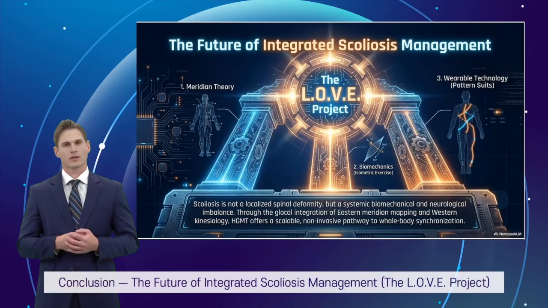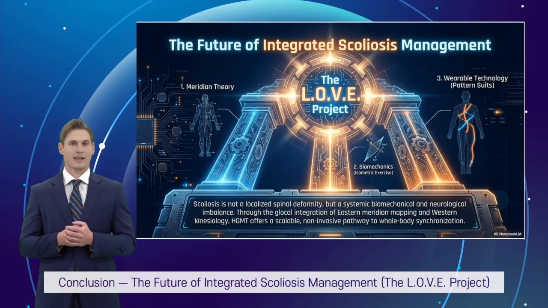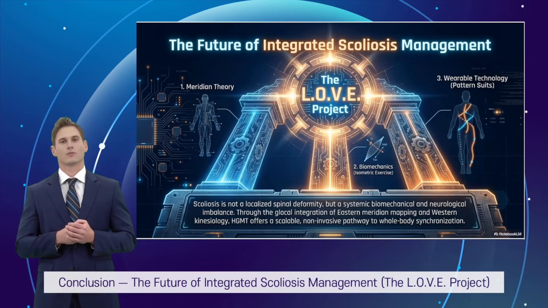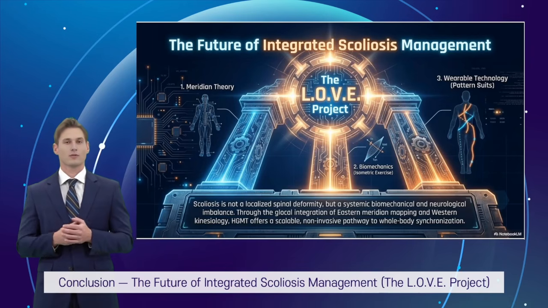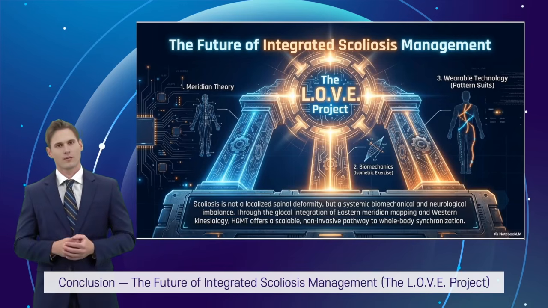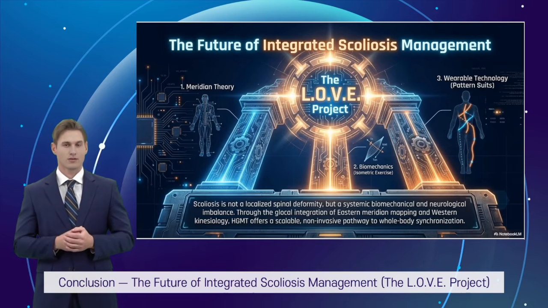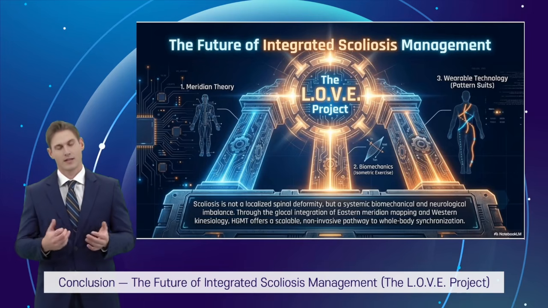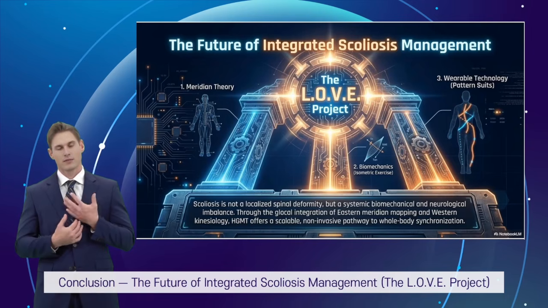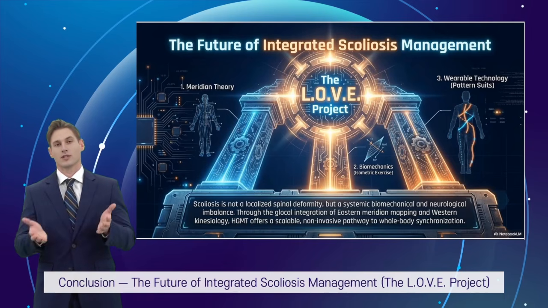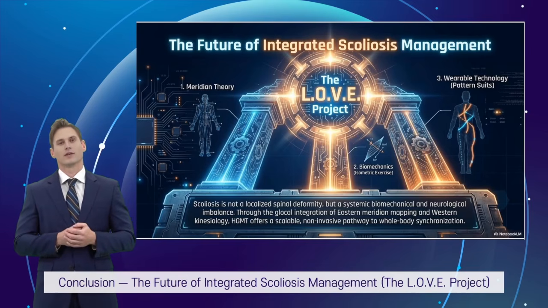In conclusion, scoliosis should be understood not as a localized spinal deformity, but as a systemic biomechanical and neurological imbalance affecting the whole body. By integrating Eastern meridian mapping with Western kinesiology through this Glocal perspective, HGMT offers a scalable, non-invasive path toward whole-body synchronization, resting on 3 pillars: meridian theory, isometric biomechanics, and wearable technology, such as the pattern suit. As Nobel laureate Roger Sperry observed, much of the stimulation reaching the brain originates from spinal movement, which is why treating scoliosis may open a gateway to neurological health as well.